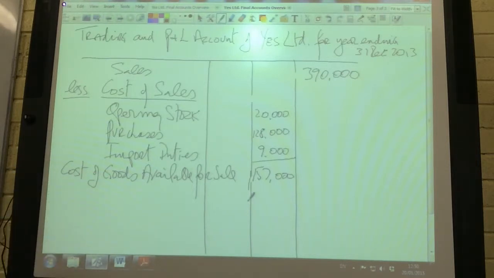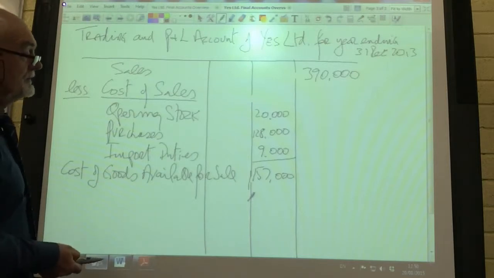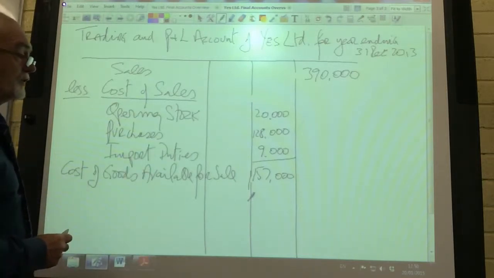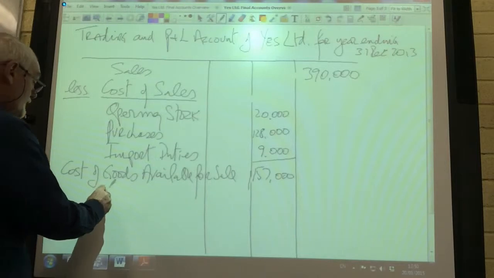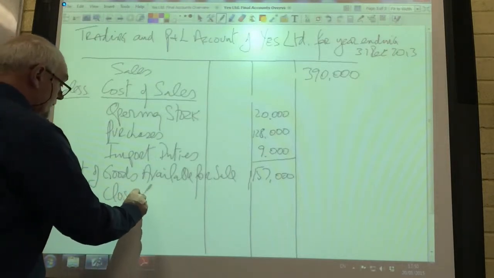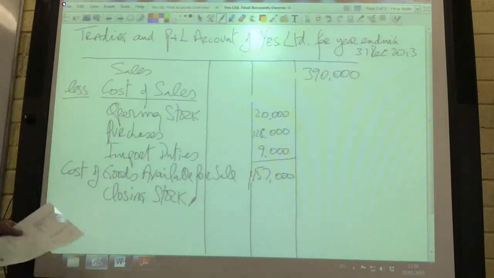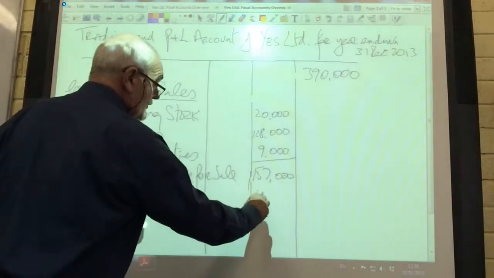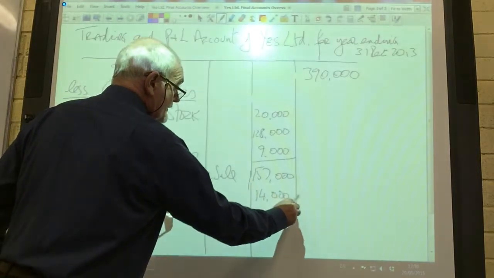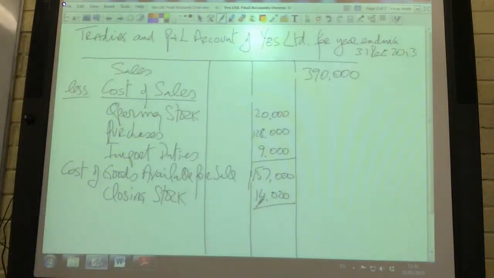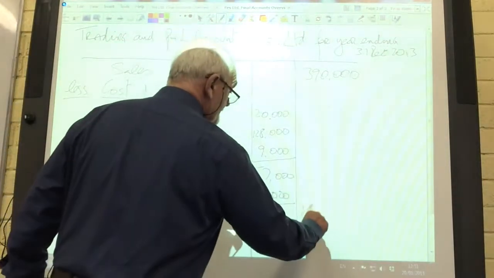We add up all of our costs and we get the cost of goods available for sale, 157,000. If we had sold all of our goods, they would have cost us 157,000, but we've got some stock left over at the end of the year. We refer to it as closing stock. This is the cost of our unsold goods. And as we haven't sold them, we must take their cost out of the cost of goods available and bring them forward into next year's trading and profit and loss account. That's opening stock. So the cost of the goods we did sell, or cost of sales, is 143,000.